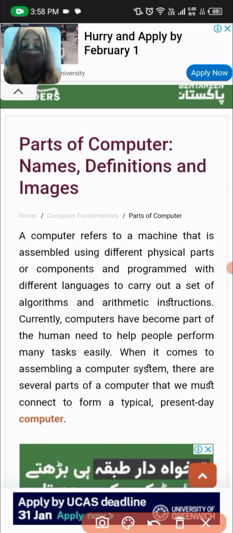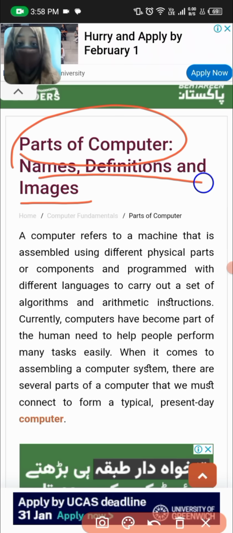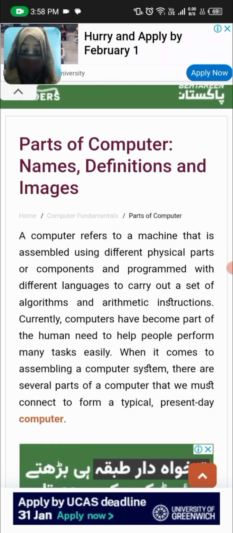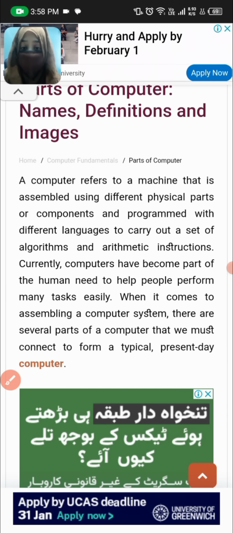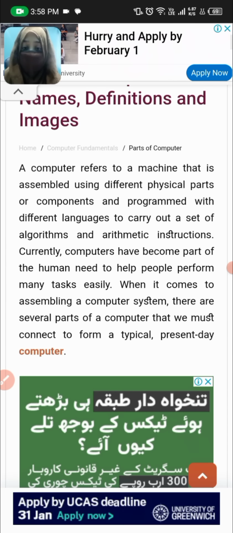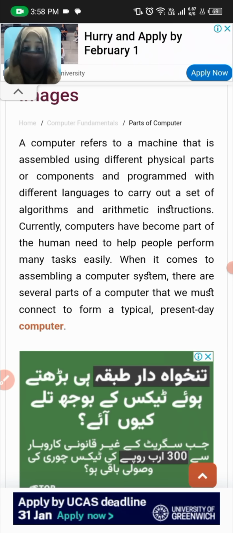In this video we are going to discuss parts of computer, their names, definition and images. Okay. First of all, a computer refers to a machine that is assembled using different physical parts or components and programmed with different languages to carry out a set of algorithms and arithmetic instructions.